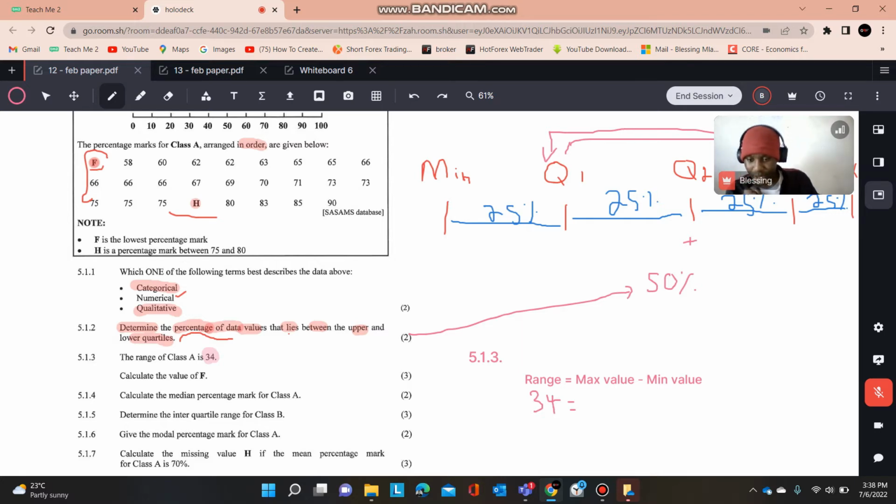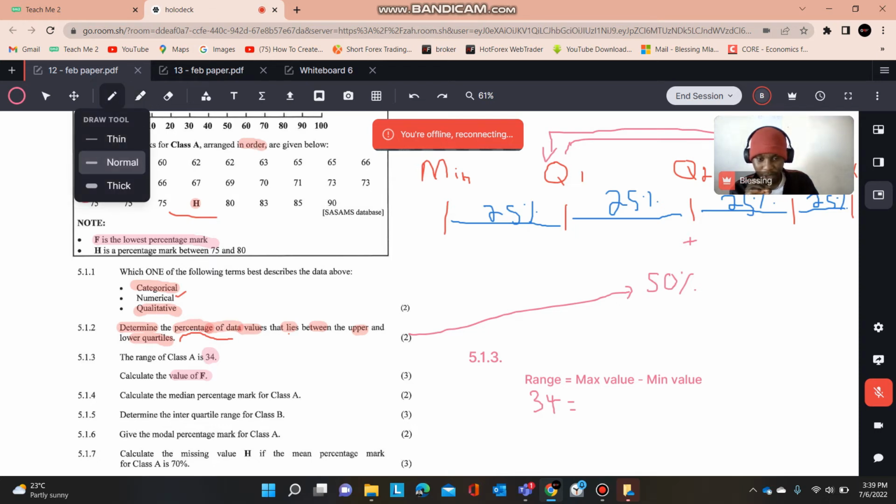Now they say calculate the value of f. See what I just did here. When they said the range, I quickly wrote down the formula for the range, and the question says you must calculate the value of f, right? And if you check this out, f is actually the minimum value over here. Remember, they say f is the lowest percentage mark. So f is actually this minimum value over here.